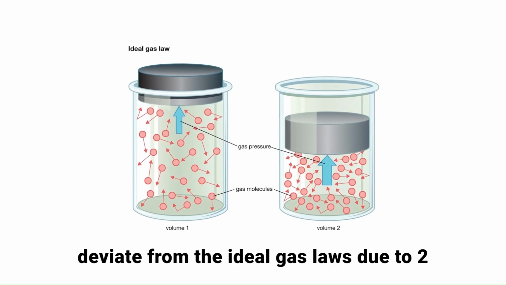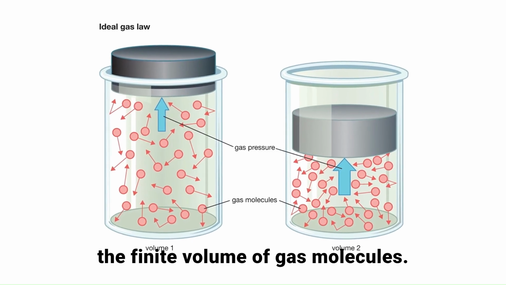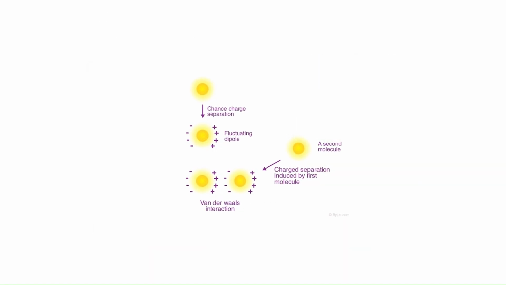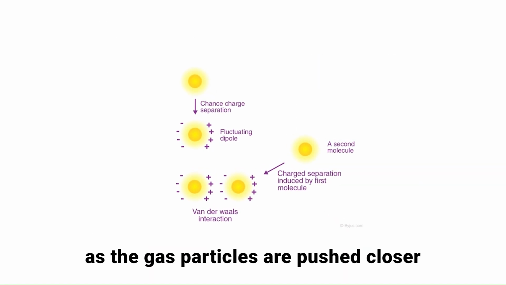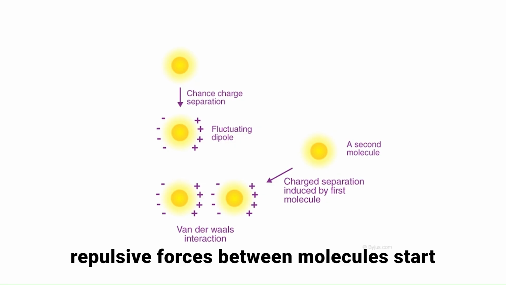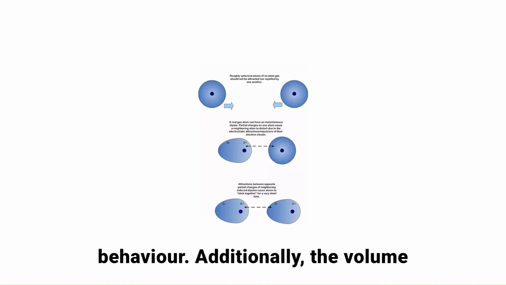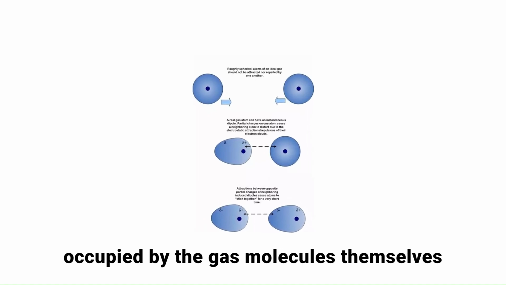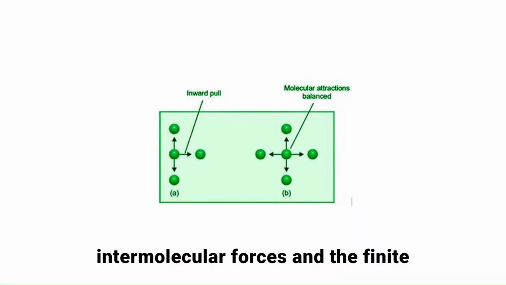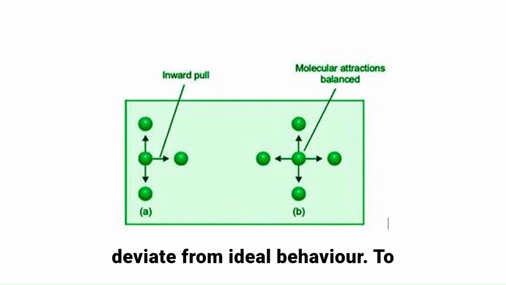Real gases deviate from the ideal gas laws due to two main factors: intermolecular forces and the finite volume of gas molecules. At high pressures and low temperatures, these factors become more significant. As the gas particles are pushed closer together, intermolecular forces such as van der Waals forces, attractive or repulsive forces between molecules, start to have a noticeable effect on the gas's behavior. Additionally, the volume occupied by the gas molecules themselves becomes significant when the gas is compressed.